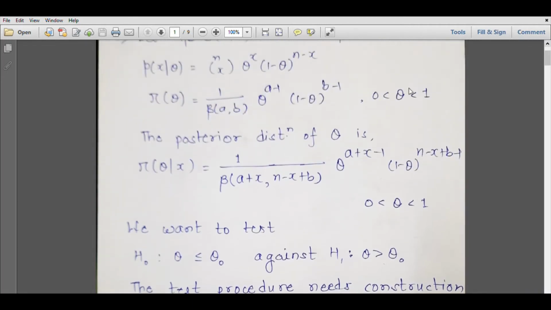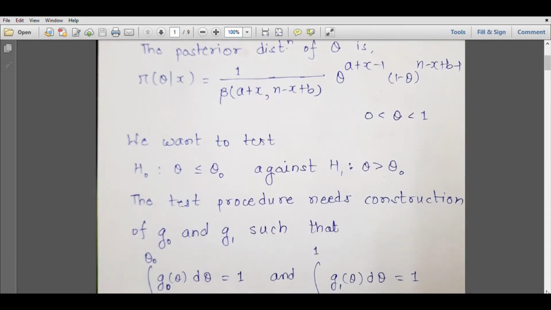We already have considered one prior distribution. We know that if we have beta(a, b) as the prior, then beta(a plus x, n minus x plus b) is going to be the posterior. In this example, we are following the procedure used for constructing the Bayes factor stepwise. If we start with a beta prior, we end up getting a beta posterior, beta being a conjugate prior for binomial. So can we use this beta PDF to construct G naught and G1 such that they fulfill this condition?